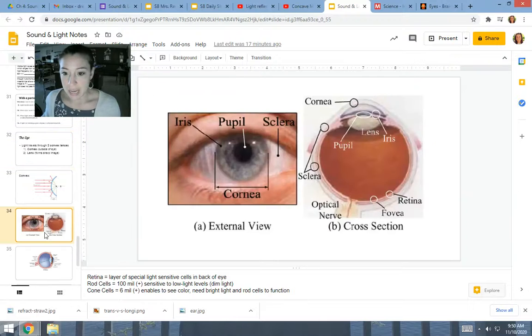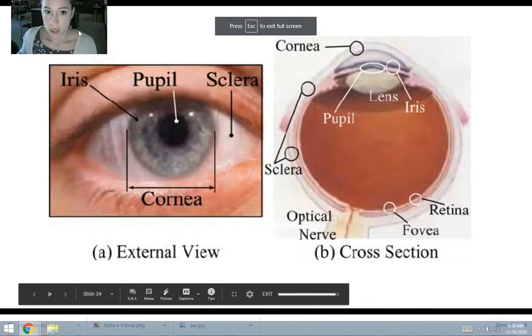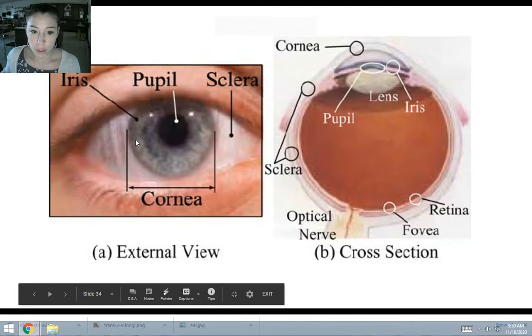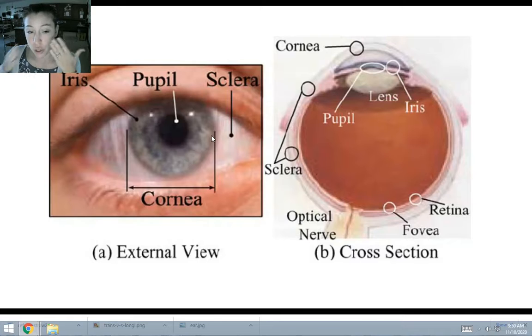So if we take a look at our eye, this I'll present here. So here's our eye. We know some of the parts. You probably know that the middle part is your pupil, surrounded by your iris. Do you know what the job of your iris is, though? Your iris changes shape depending on how bright it is in the room that you're at, and will open and close to let the appropriate amount of light in.